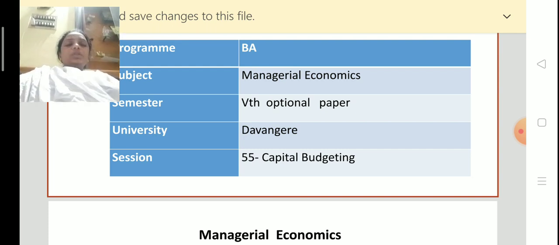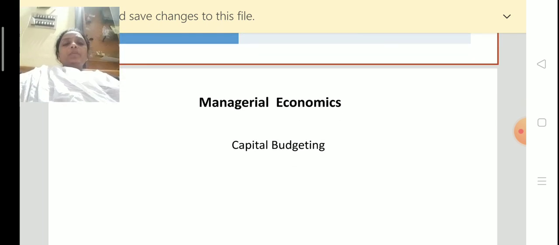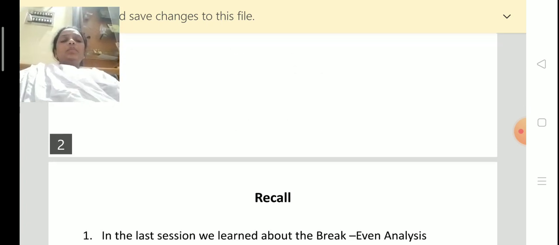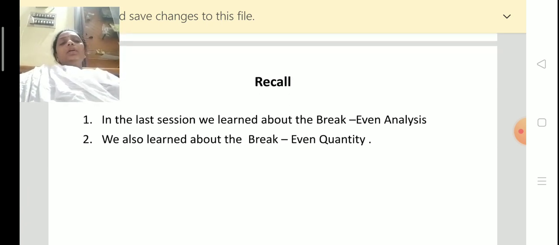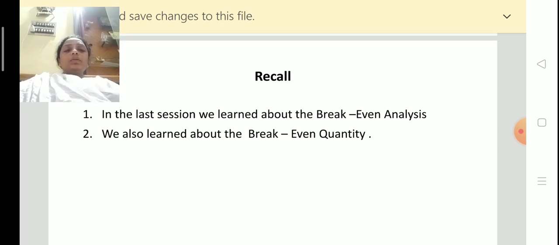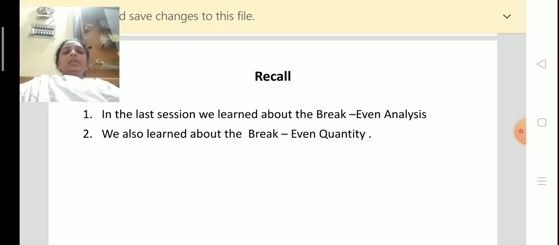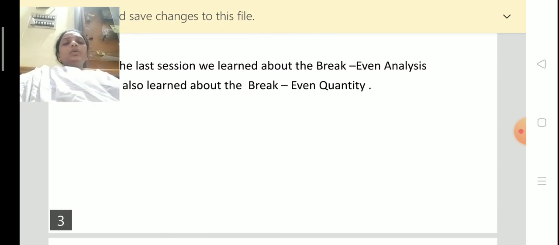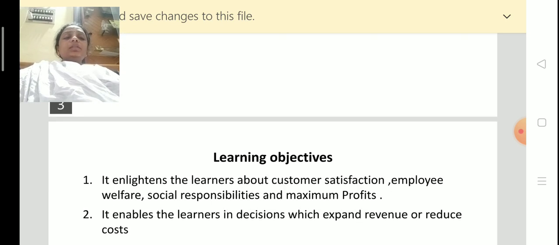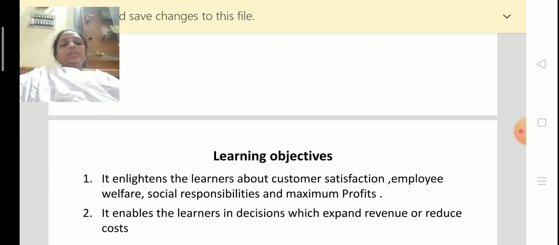And we also studied the safety margin concept and target profit. So these are all the concepts we have to study in profit management. In the last session we learned about the break-even analysis, and also the break-even quantity of the product, and totally, how to manage the profitability.